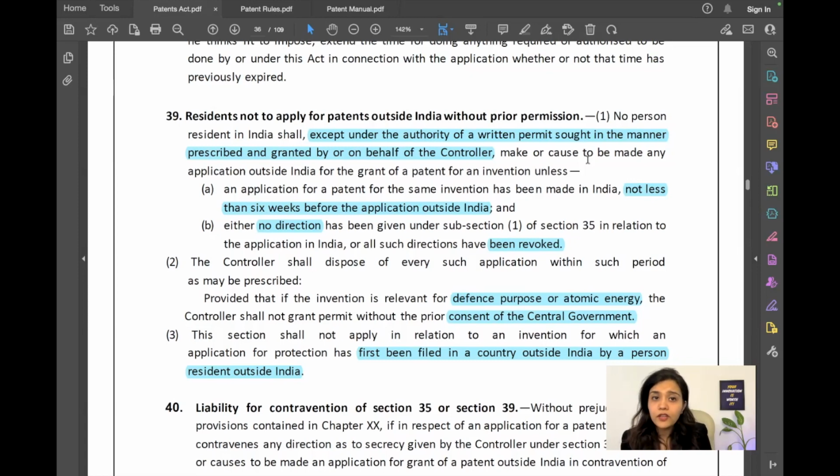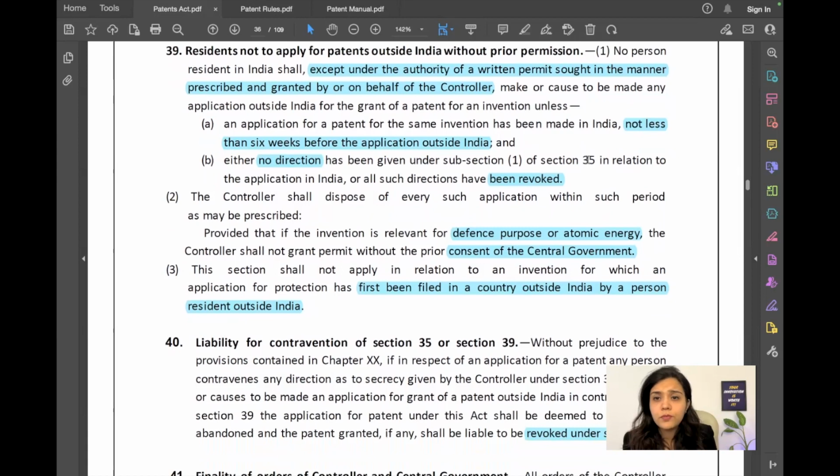Then you can apply. But if you want to file an application outside India without prior permission, then you should do it after filing your patent application in India and after waiting for a period of 6 weeks. If you do not want to wait for a period of 6 weeks, or you do not want to file your application in India, in that case, this permit would be required. Therefore, you should ask for this permit if you are thinking of applying for your patent outside India.